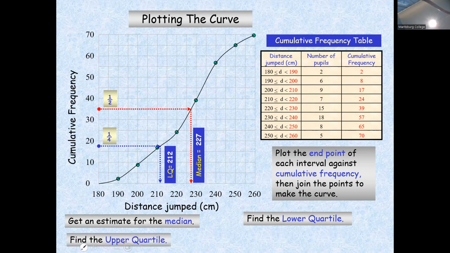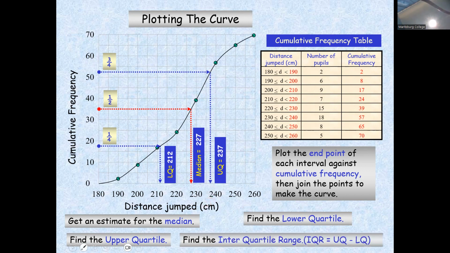Next, we're going to find the upper quartile, which is our 75% mark. We can take 75% of 70, or we can go to our calculators and say 70 times 3/4, and that will give us the value we're looking for. Then we draw a line and come straight down, and that will give us a value of around 237. So we have our lower quartile, median, and our upper quartile.